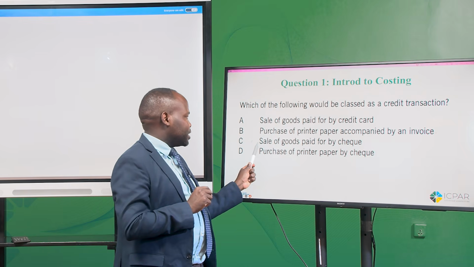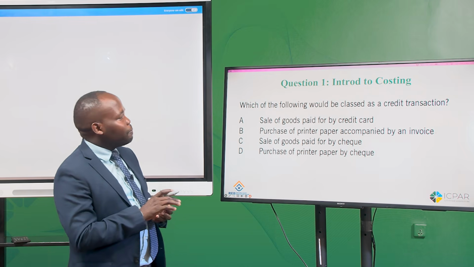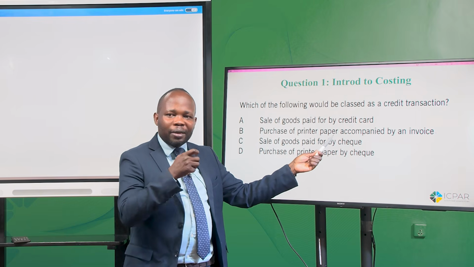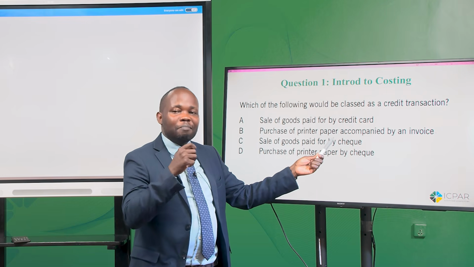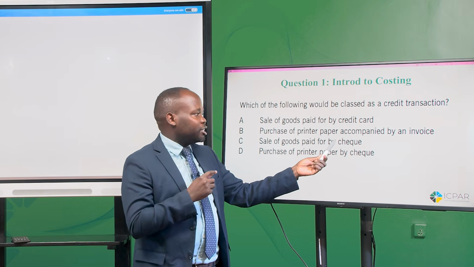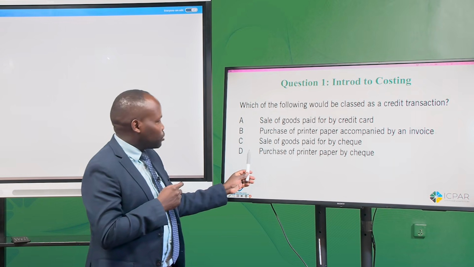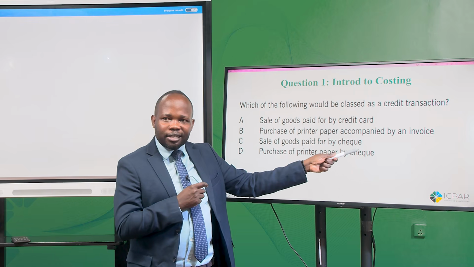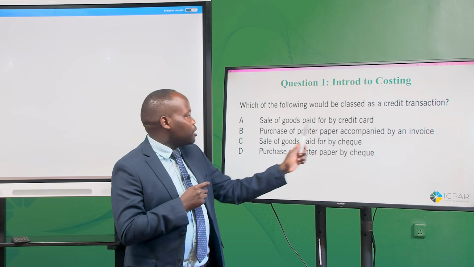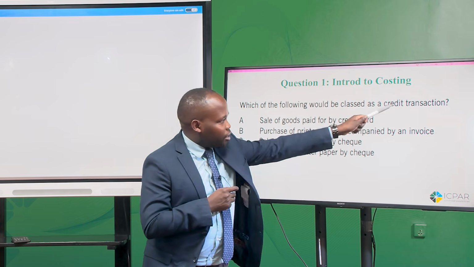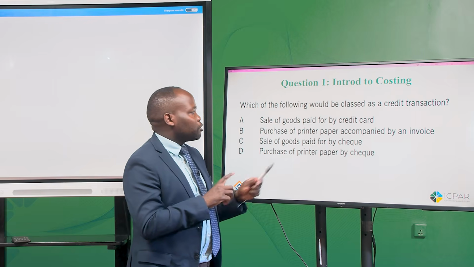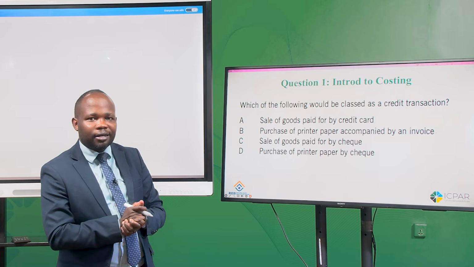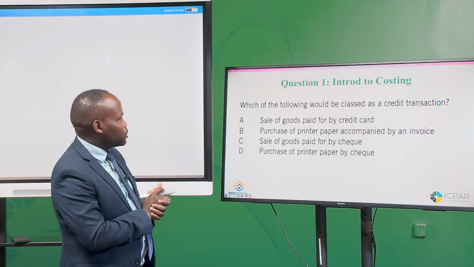But let's look at C. Sale of goods paid for by check. Check is also payment that is cash. It's immediate. It is just that it is through bank. The last one, purchase of printer paper by check. Check still makes it cash through the bank. So the right option for the credit transaction is purchase of printer paper accompanied by an invoice. So the right answer was B.